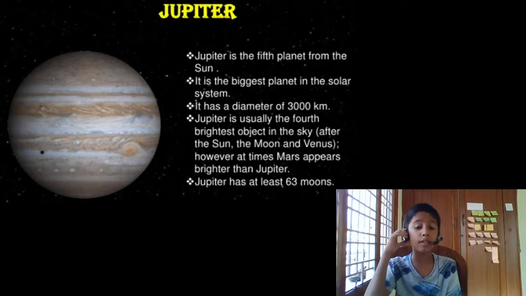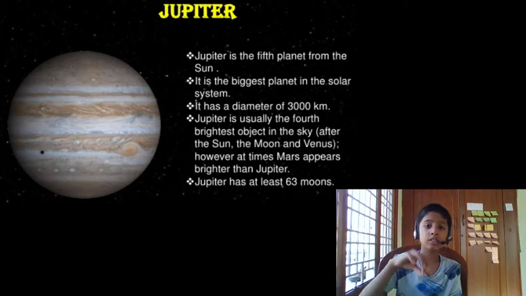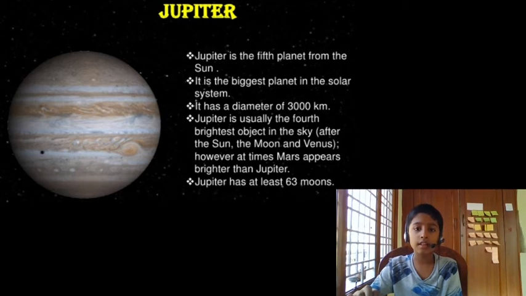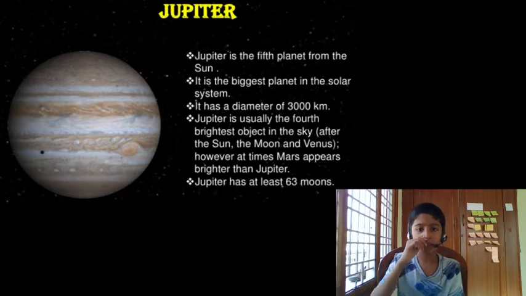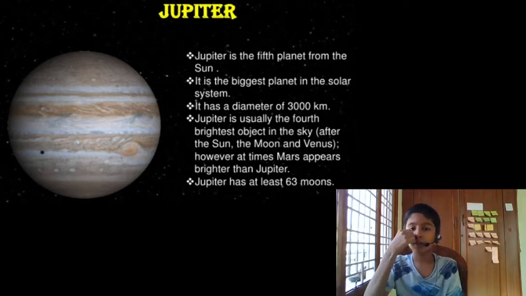It has a diameter of 3000 kilometers. I can't even believe that. Jupiter is usually the 4th brightest object in the sky after the sun, the moon, and Venus. However, at times Mars appears brighter than Jupiter.